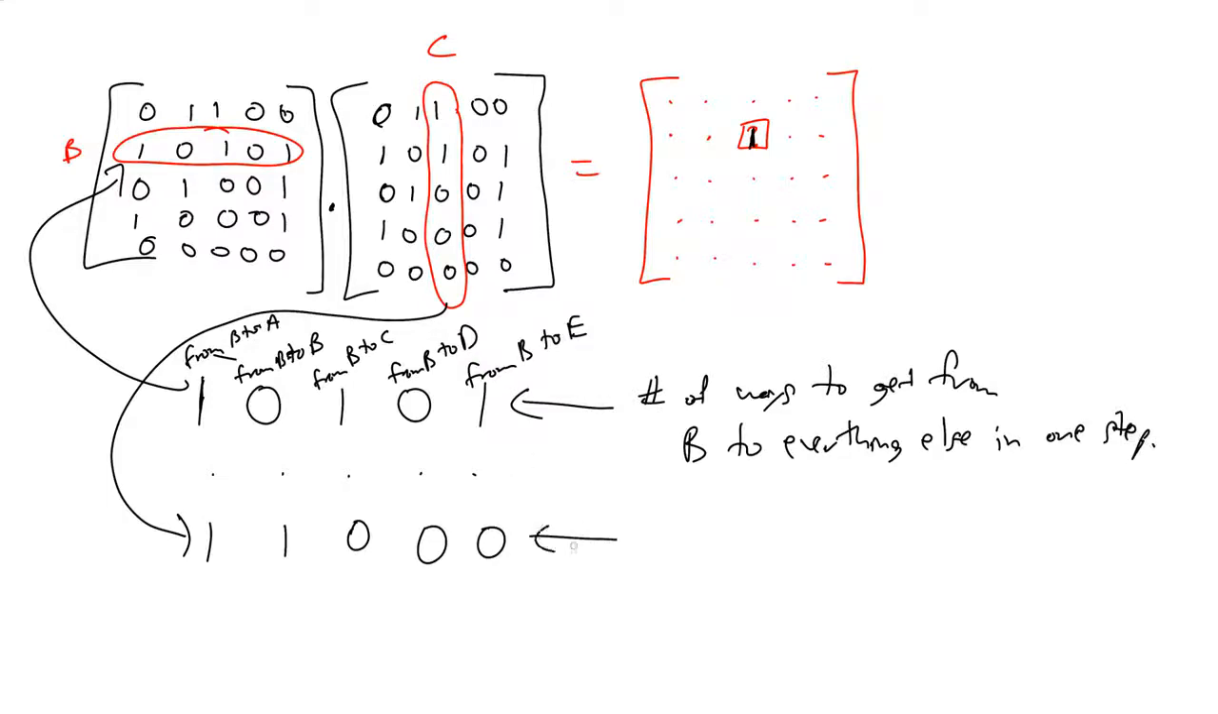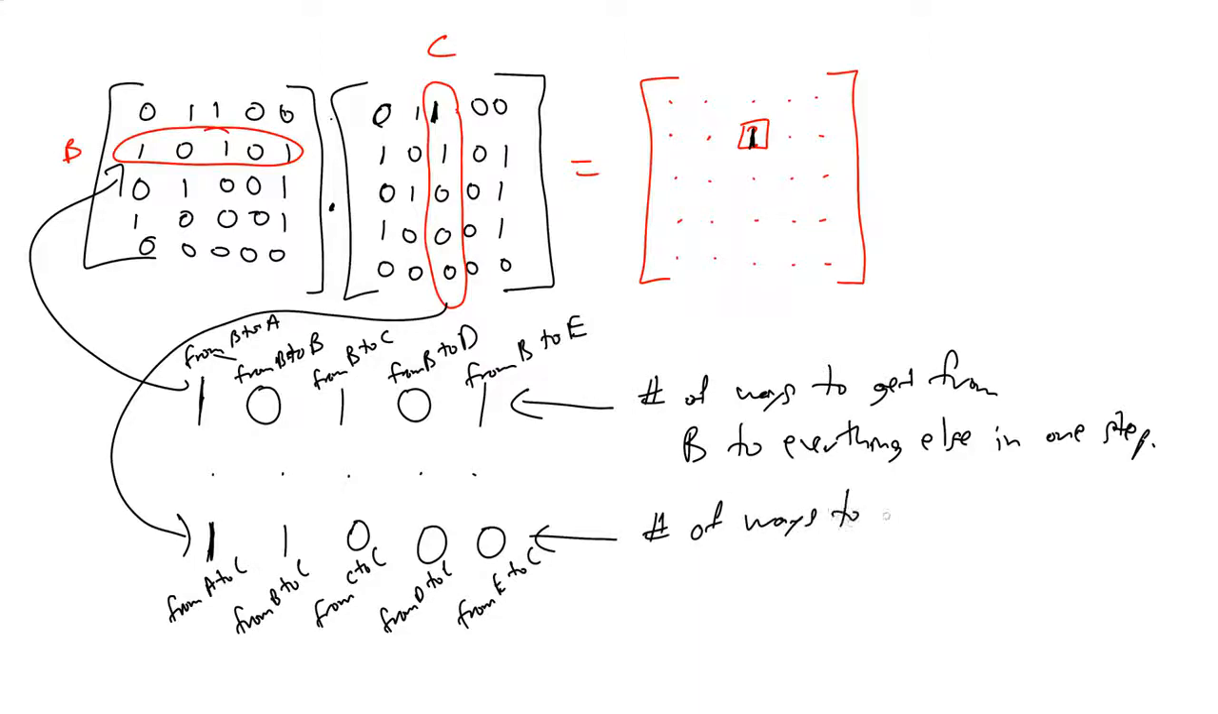Now, consider what this thing means. The fact that there's a 1 there, which corresponds to this 1 here, means that there's 1 way to get from A to C in 1 step, right? So this is from A to C. This is from B to C. This is from C back to C. This is from D to C. This is from E to C. And that's how many different ways there are to get in 1 step. It's the number of ways to get from everything else to C in one step.